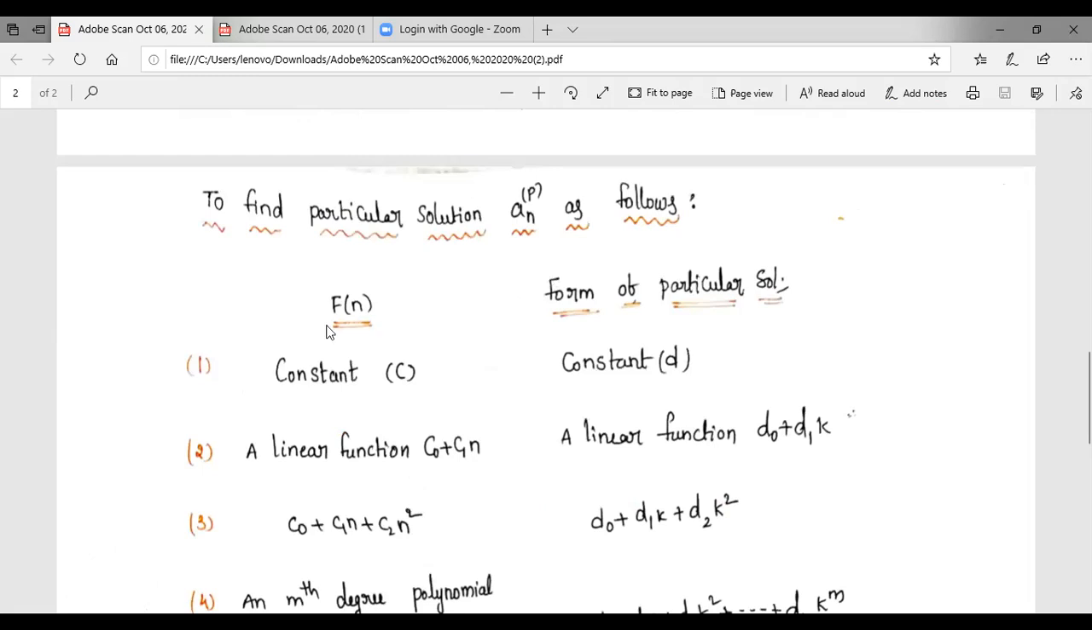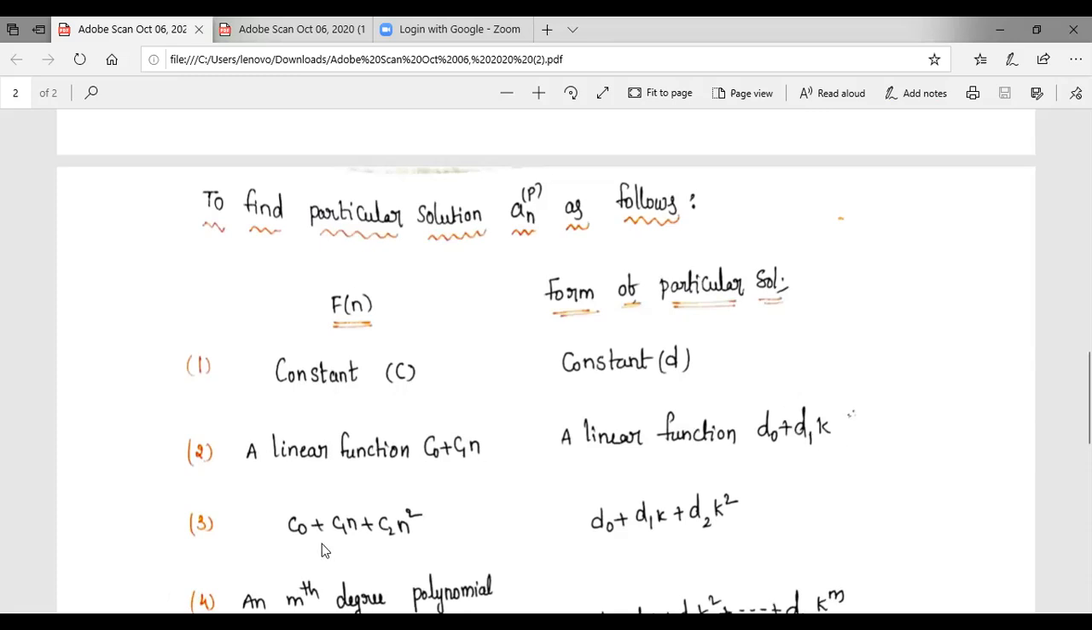The particular solution is denoted by a_n^(p), and its form depends on f(n), the RHS term of the recurrence relation. If the RHS term has a constant term, then the particular solution is D. If the RHS term of the non-homogeneous recurrence relation is a linear function, that is C0 + C1 n, then the particular solution is D0 + D1 n.